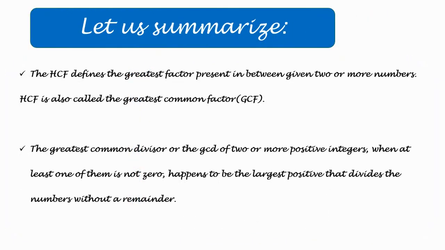So students, now let us summarize what we have studied in this module. We studied that the HCF defines the greatest factor present in between given 2 or more numbers. HCF is also called the greatest common factor, that is GCF we can call it as. The greatest common divisor or the GCD of 2 or more positive integers, when at least one of them is not 0, happens to be the largest positive integer that divides the numbers without a remainder.